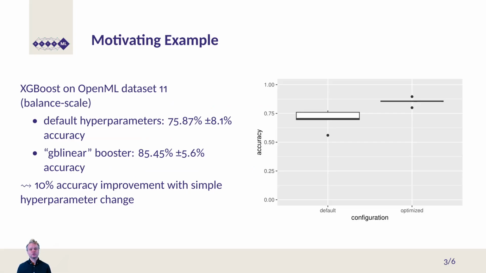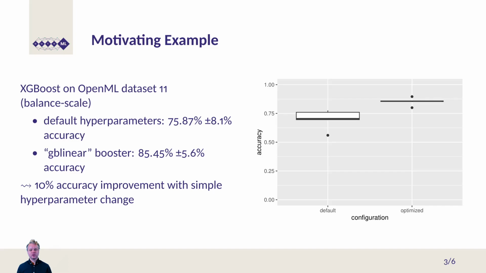Here's a motivating example to maybe make this a little bit less abstract. I have taken XGBoost and I have run this on the OpenML dataset 11, which is the balanced scale dataset. As you know, XGBoost usually performs pretty well, so you might wonder, well, why do I need to worry about this hyperparameter thing at all? Can I not just take a learner and run it, and then I get a reasonably good performing model? Well, in many cases that will be the case, but here, as you can see, with the default hyperparameters for XGBoost, I get an accuracy of about 76% with a standard deviation of about 8%.